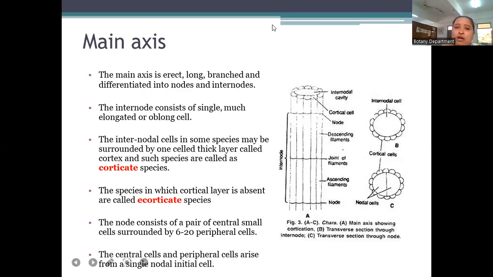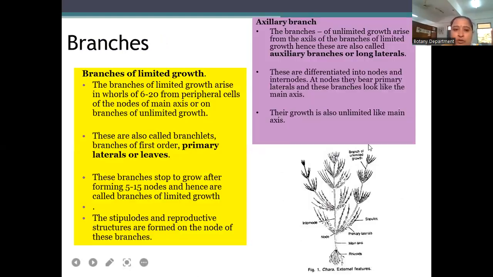Next, coming to the main axis. The main axis is divided into two types. One is the branches of unlimited growth. See, this is a total Chara picture. This is the main axis. This is a node, and in between nodes is the internode. Node, internode, main axis.